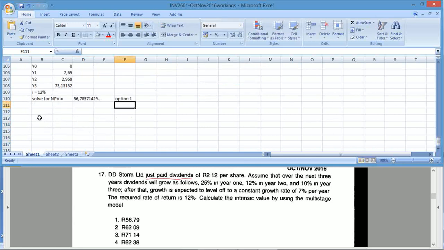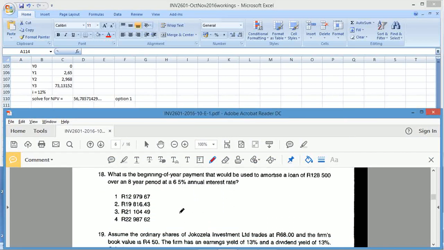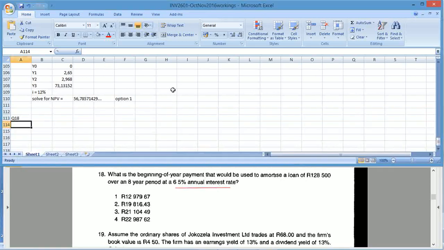Okay, so more often than not, you're going to get one of the answers that are there. Okay, let's look at the next one. 18. What is the beginning of year payment that would be used to amortize a loan of that over an 8-year period at that interest rate? Okay, that's amortization. That's a normal loan calculation.